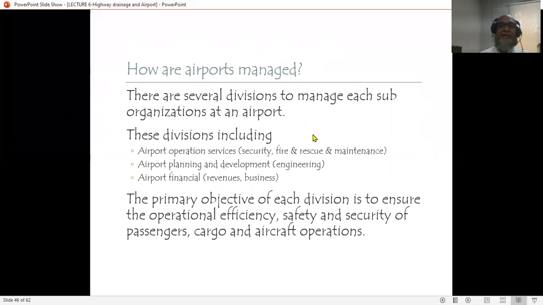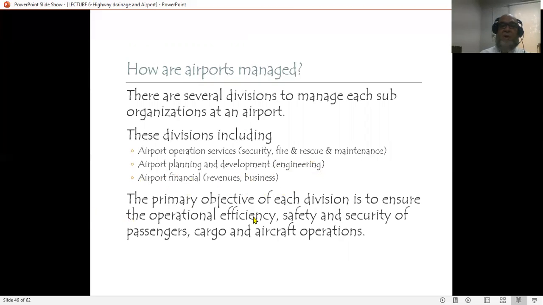How is it managed, or who are the stakeholders in an airport? There are what we call airport operation services, which include security, fire, rescue, and maintenance. Then there are airport planning and development. This is where civil engineers, mechanical engineers, and urban engineers can be employed. And then there are airport financial revenues, talking about the business: accountants and all other people of these trades come into this category.